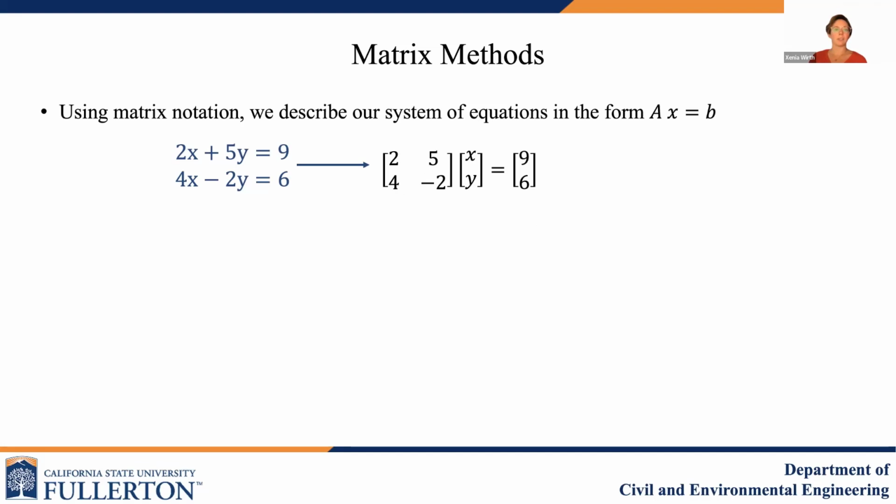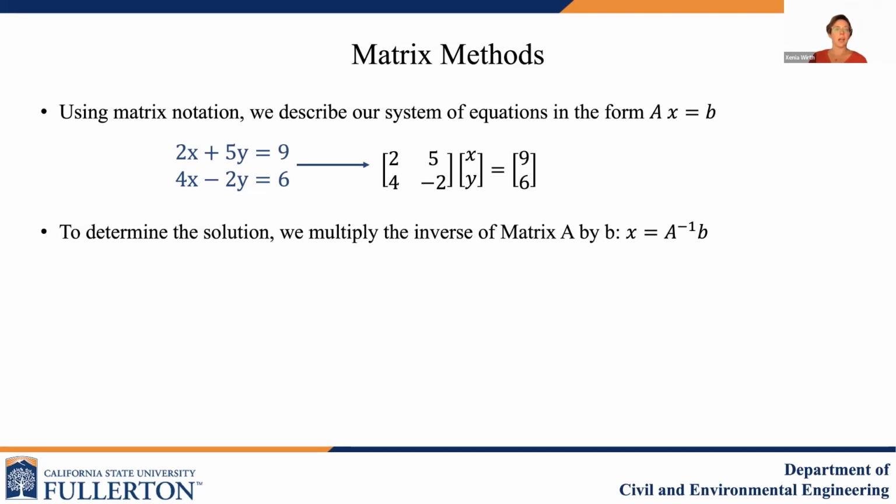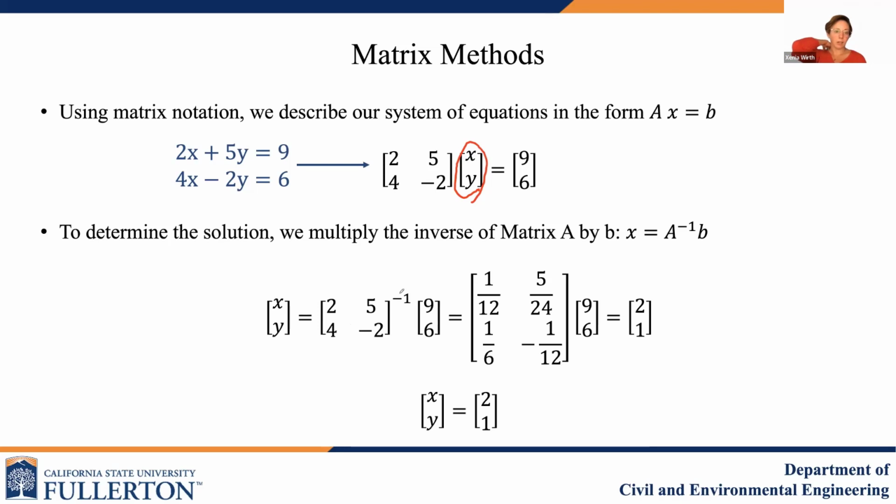So now I have this set as a series of matrices. And in order to determine the solution for x and y, because these are currently my unknowns, you multiply the inverse of matrix A by B. So my solution for x and y is equal to the inverse of matrix A times B. To find the inverse of this matrix here, I recommend using either some online tool or using a graphing calculator or MATLAB. Some sort of online calculator will help you find the inverse. So you can go ahead and find the inverse using whatever tool you are most comfortable with. You multiply that by matrix B, which is 9 and 6. So the inverse of 2, 5, 4, negative 2 is this, times 9 and 6.